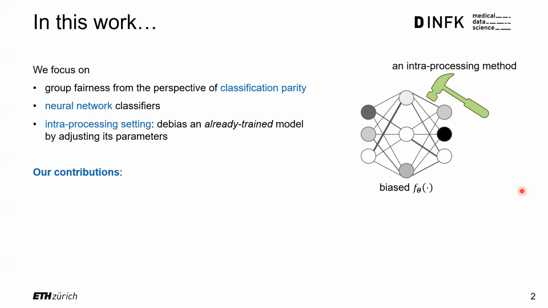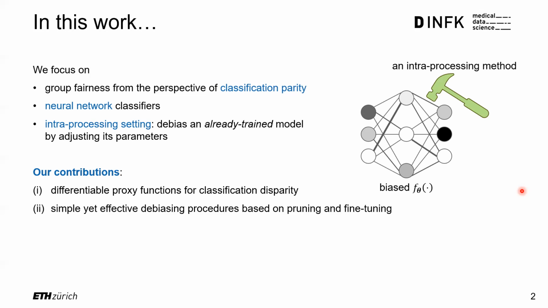The contributions of this work are threefold. We consider differentiable proxy functions for classification disparity that can be optimized efficiently. We propose two simple yet effective debiasing procedures based on pruning and fine-tuning an already trained neural network. And last but not least, we perform comprehensive experiments on tabular benchmarking datasets and fully connected architectures.